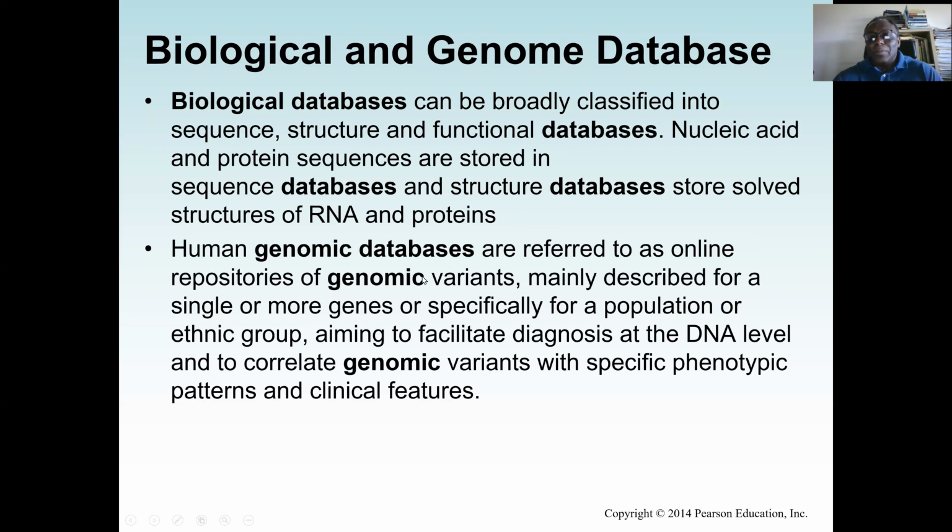The human genome databases are normally referred to as online repositories of genomic variants, mainly described for single or more genes, or specifically for a population or ethnic group. So the concept of genome data or human genome is that it's a person's or a human's complete DNA sequence. And this data can normally be analyzed sequentially. And this makes it possible for us to determine the function of each protein in a human genome.